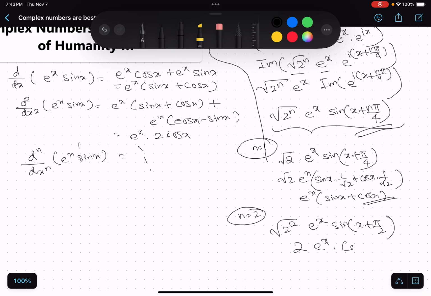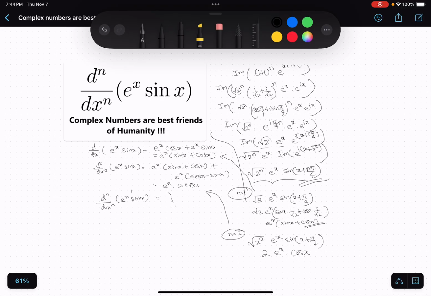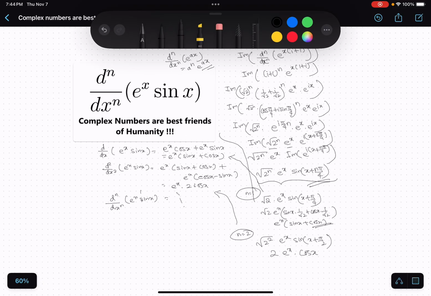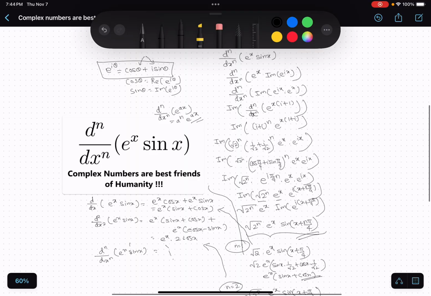So this generalization might not have been obvious to us if we had just seen the numbers. But we were able to solve for the general expression due to complex numbers, and that's why complex numbers were really helpful for us. And of course, it's the best friend of humanity.